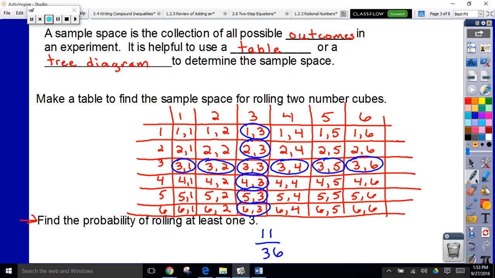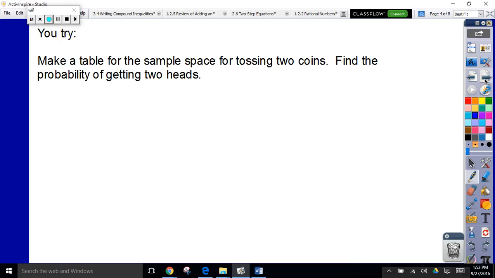Okay, moving on. I'm going to have you try this. This is much easier. We're making a table for the sample space for tossing 2 coins. So when I made the table for rolling dice, I had 6 across the top and 6 along the side. How many am I going to have if I'm just tossing a coin? How many outcomes do I have for each coin? Ben's got it. He's showing me 2 fingers.